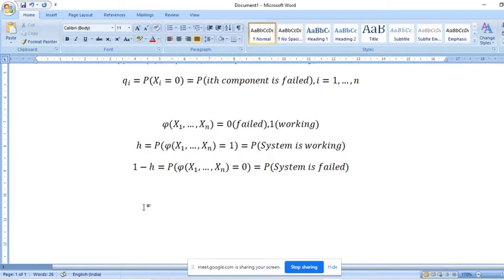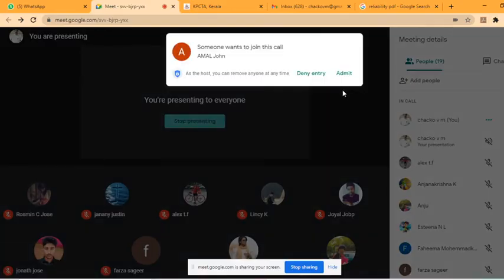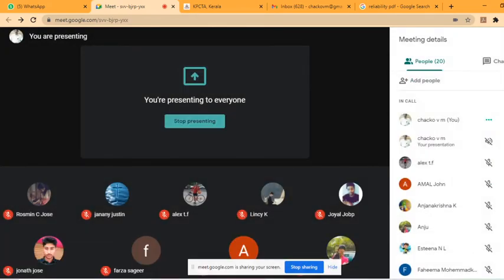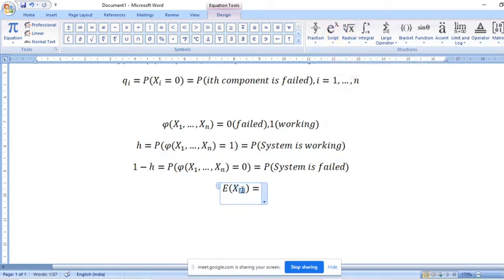Now what is the expectation of xi? You know what the expectation of xi is: x into the probability of X equal to x, summed over all possible values. What are the possible values? 0 and 1. So what will be the expectation of xi? Can anybody say?